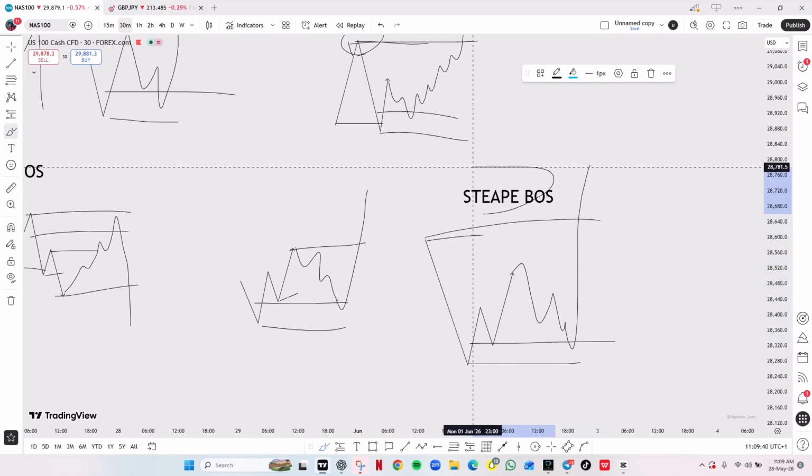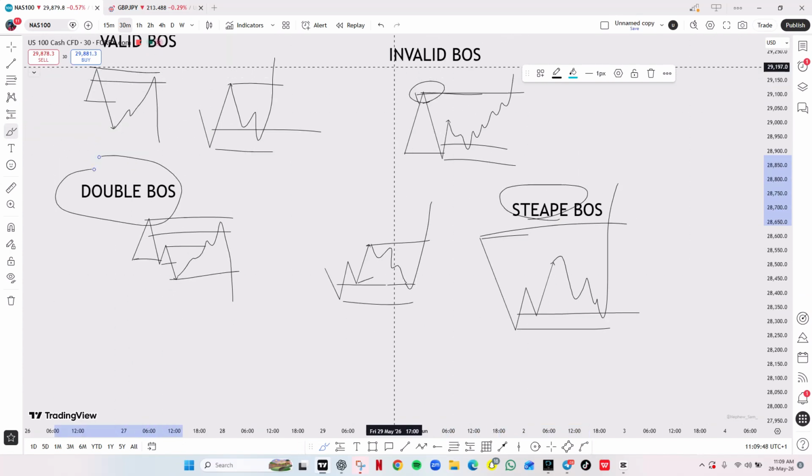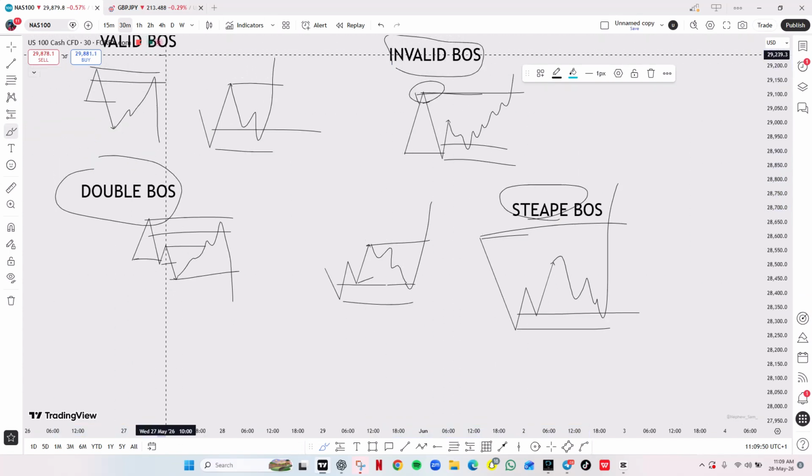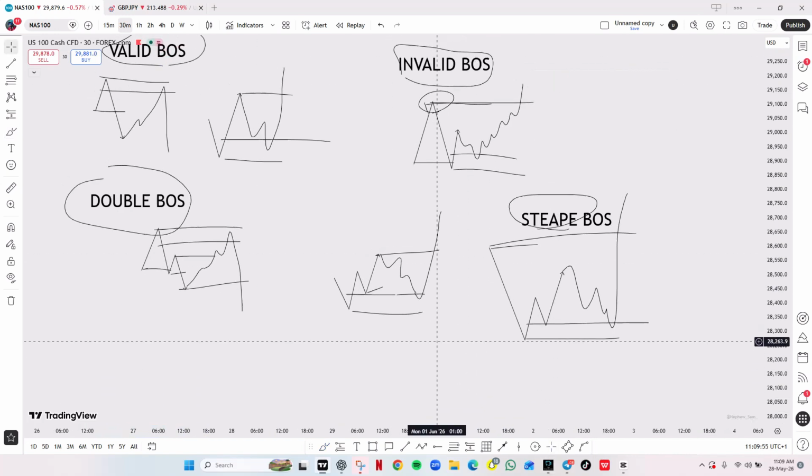Now take note of the names. This is what we have: the steep BOS, right? We have the steep BOS here. We have the double BOS, because I'm going to show you everything on the charts right now. We have the invalid BOS, and then we have the valid BOS. Mind you, everything here, I will show you an example on the chart.